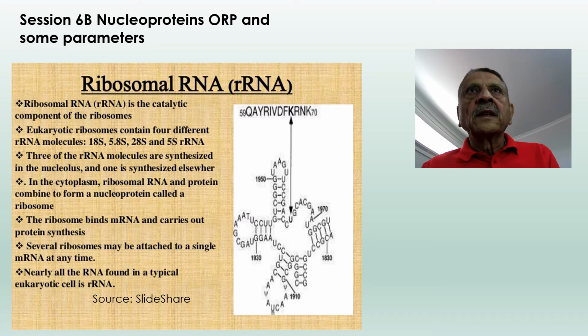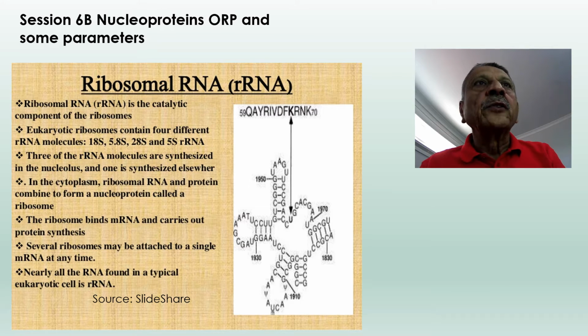As I did explain to you, the ribosomal RNA is actually the catalytic component of the ribosomes. Now, this is a picture where I have given you a typical example of a ribosomal RNA. It is a bit more complex than the messenger RNA. It contains 4 different RNA molecules, as I did mention to you. If you notice, they call it 18S, 5.8S, 28S, etc. The nucleolus synthesizes 3 of them, and the 4th one is synthesized elsewhere in the cell.